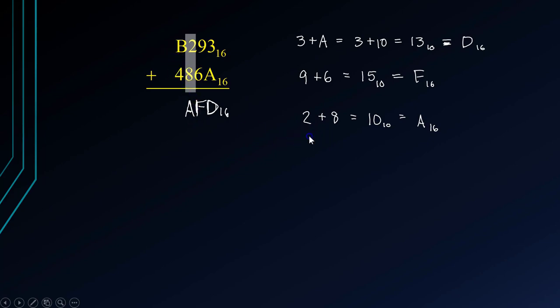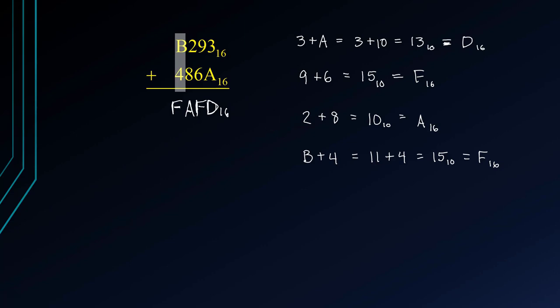So B plus 4. It's going to be 11 plus 4, which is 15, base 10, which we've already had come up here, the same situation. I'm going to have, again, F in base 16. So this sum would be FAFD base 16.